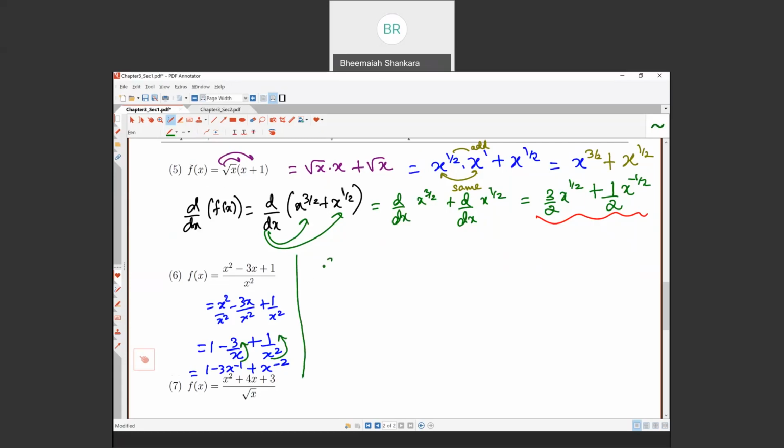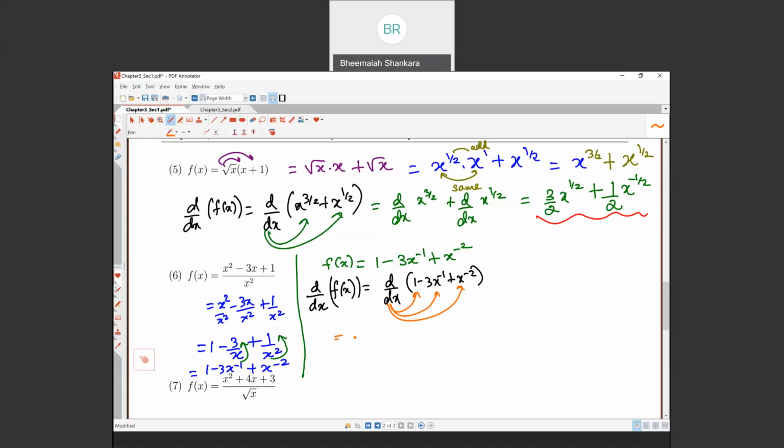Now you want to rewrite the given function f of x. After simplifying, it looks like this: 1 minus 3x to the negative 1 plus x to the negative 2. Now you're good to differentiate this function. So let's write d/dx of f of x equal to d/dx of the entire expression, which is 1 minus 3x to the negative 1 plus x to the negative 2. So this derivative here should be distributed to each of these terms.